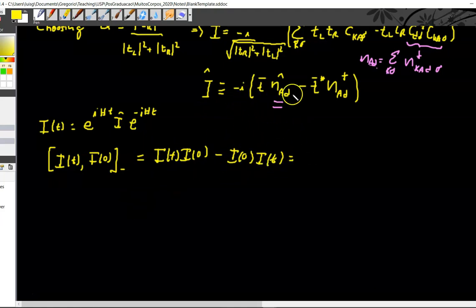If I is minus IT and ID, I can write this as this. So I0 is just this operator. I of t, I need the Heisenberg terms here. So this is minus I t bar n a d in the Heisenberg picture minus n t bar n a d also in the Heisenberg picture. Okay, all right. So let's see.